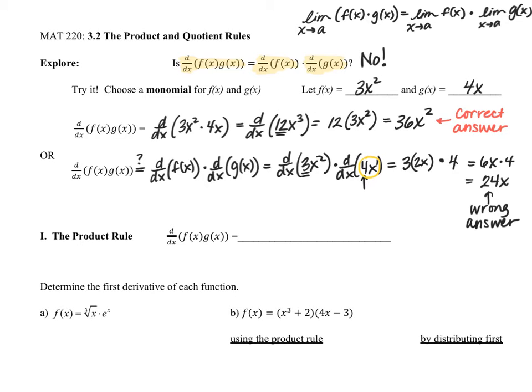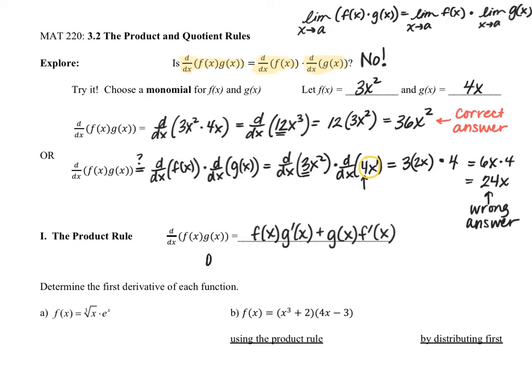The derivative of f of x times g of x, which will be the first function, f of x, times the derivative of the second function, so that would be times g prime, plus the second function, which is g of x, multiplied by the derivative of the first function, which is f prime of x.